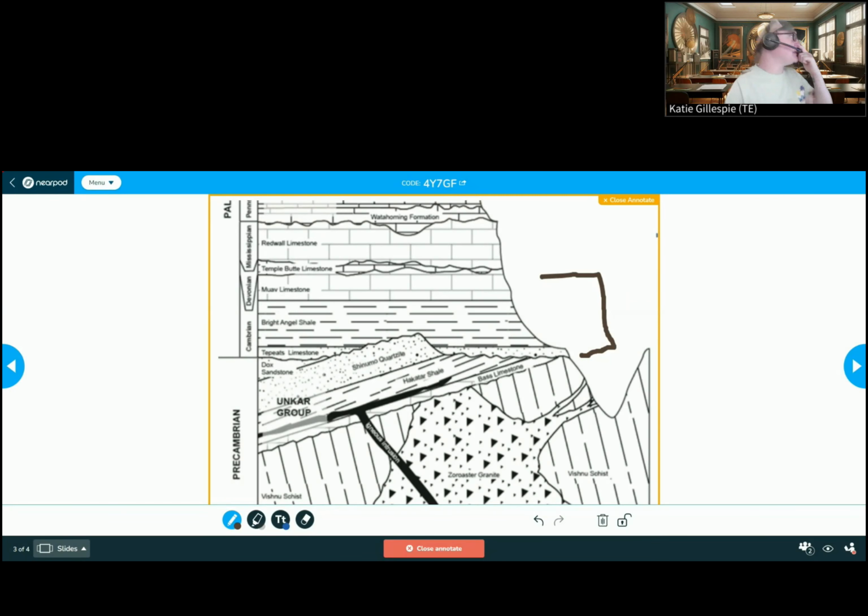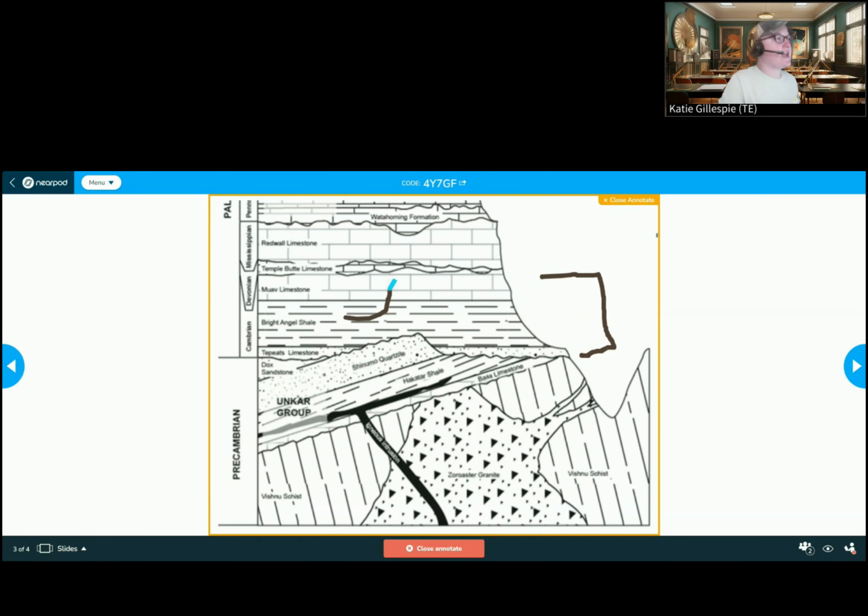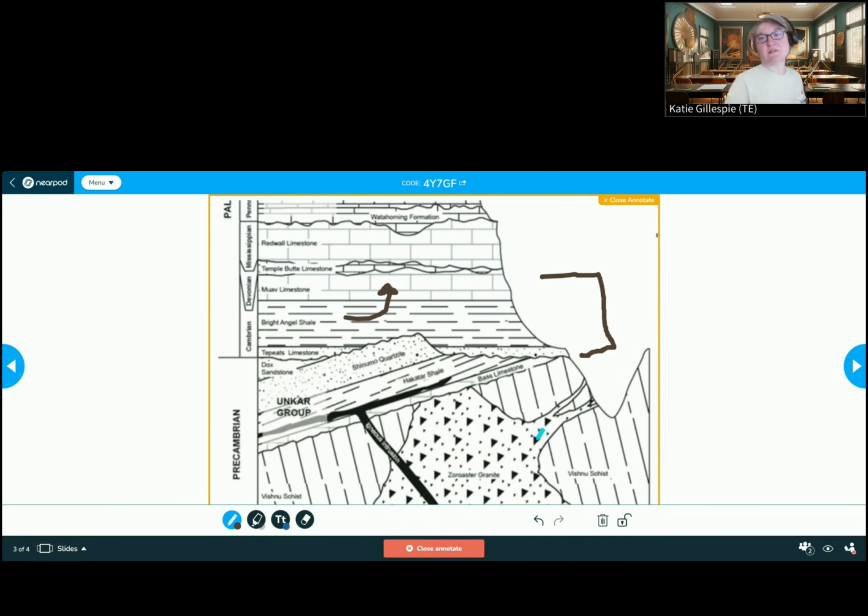J was the T-peat limestone or sandstone beach environment. K was sea levels rise. Bright angel shell is deposited in deep ocean. L, let's go on to L. What has to happen between the shell and the limestone? What has to happen?